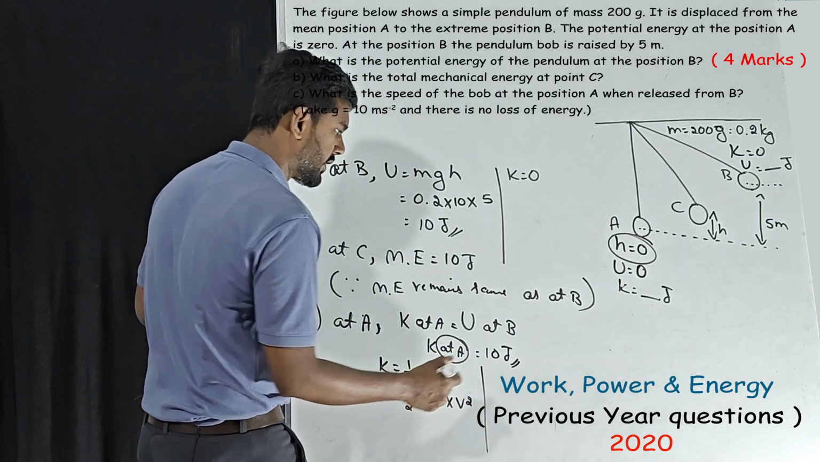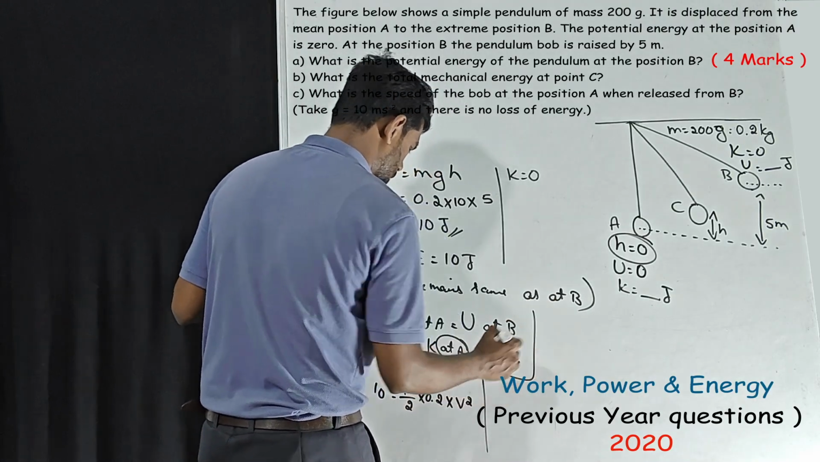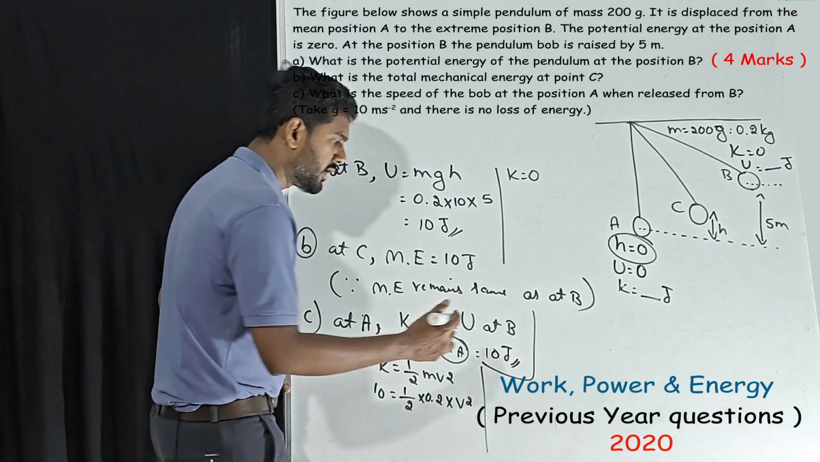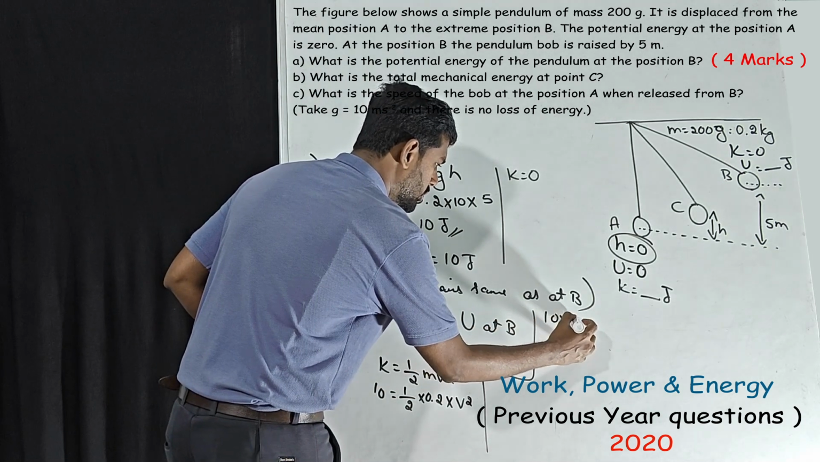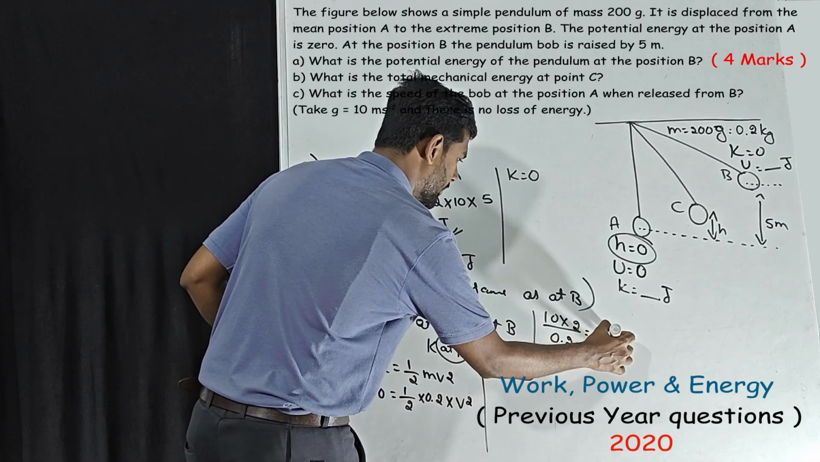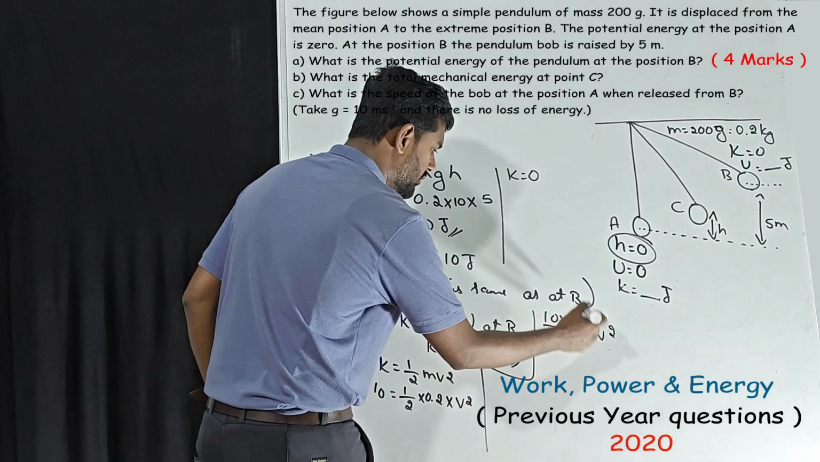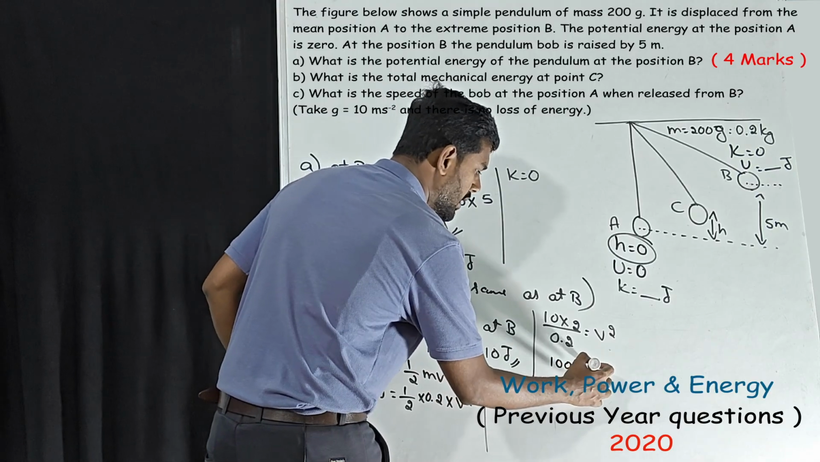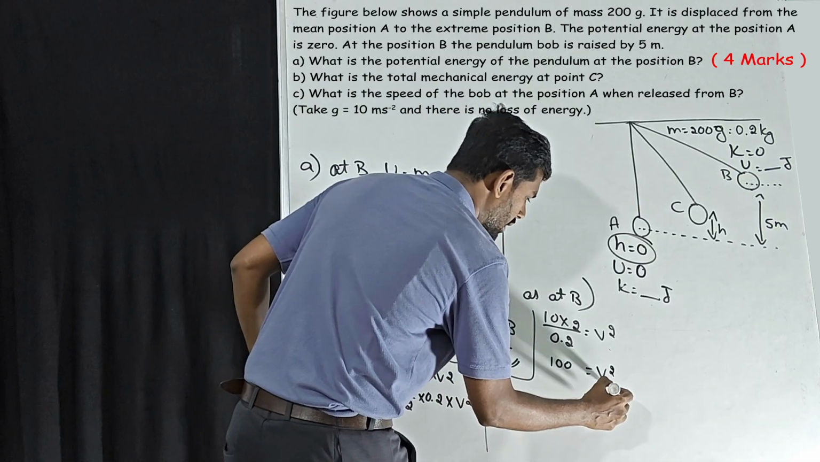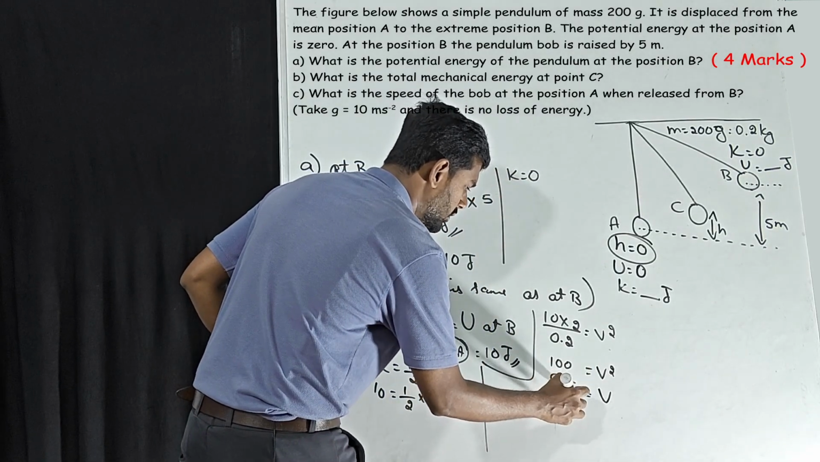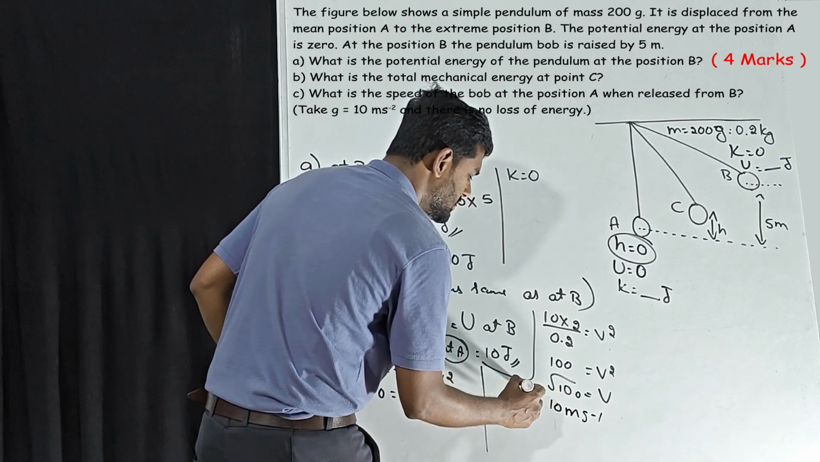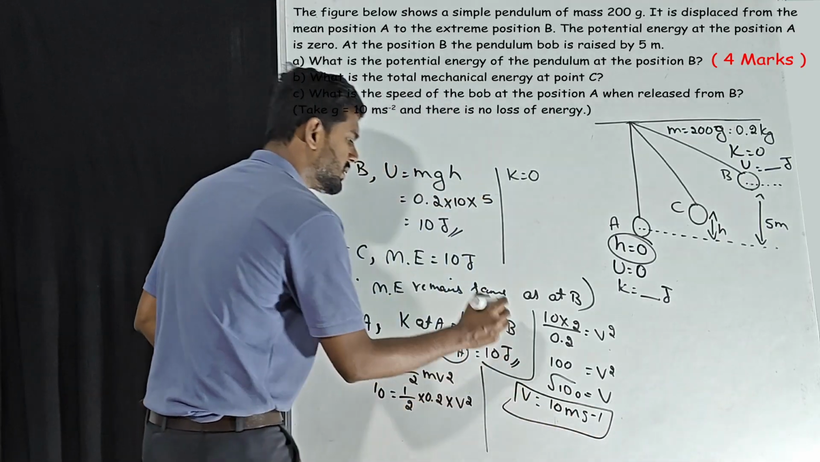Now we can write it here. We are going to send the 0.2 to that side, below, so 10 into 2 divided by 0.2 is equal to v square. If you solve this, we get 100 is equal to v square. What do we want, v square or v? We want v. Send the square to that side and it becomes a square root. The square root of 100 is 10. What is the unit? 10 meter per second. Velocity is equal to 10 meter per second.